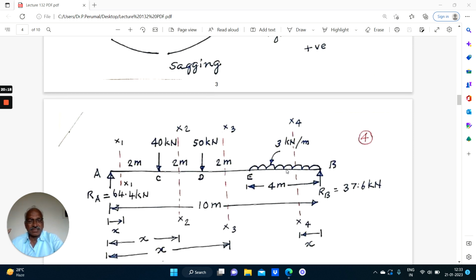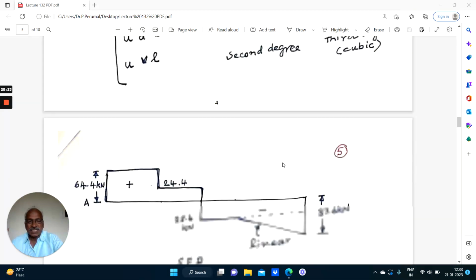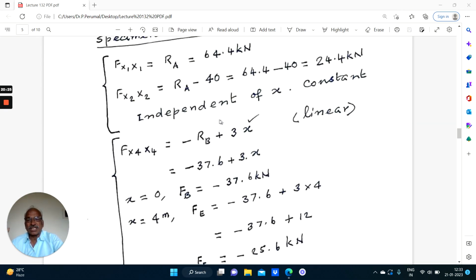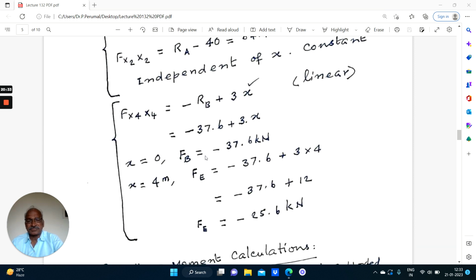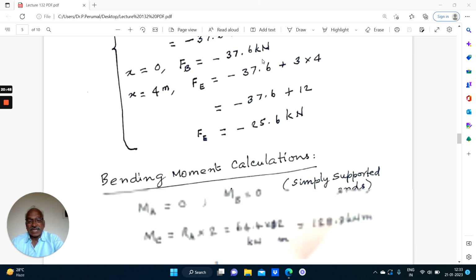Only here you will have the variation that we have just now discussed. So this is to show that they are independent of x, therefore they are constants. In the portion EB, already we have discussed. The general equation is minus 37.6 plus 3x. X is the variable. So substituting x equal to 0 and x equal to 4 meters, you get the value. The main point is the variation of shear force is linear.